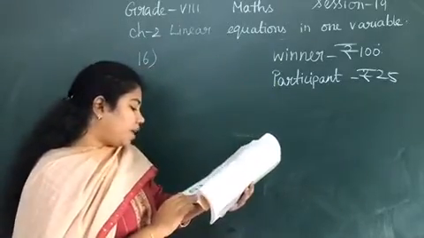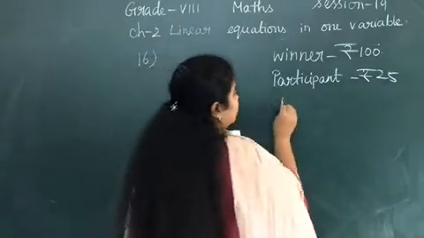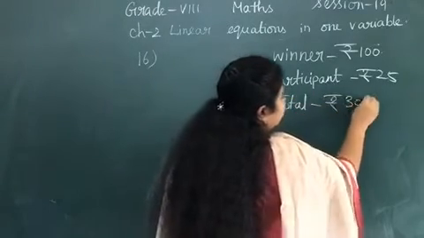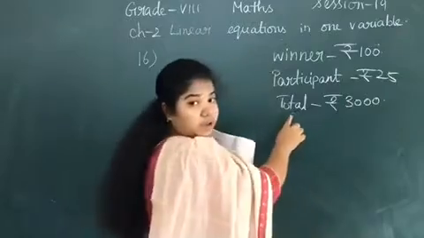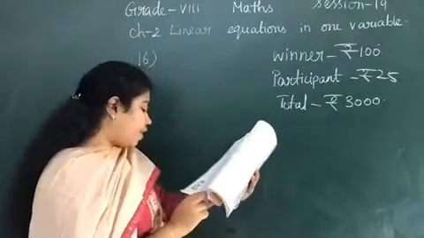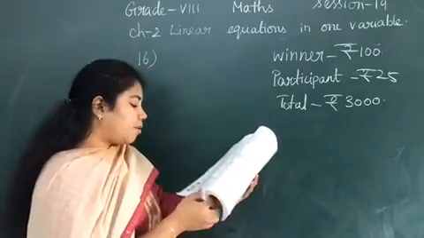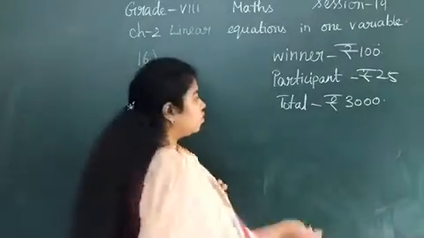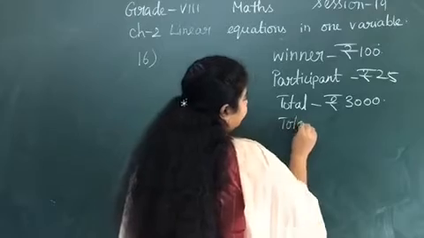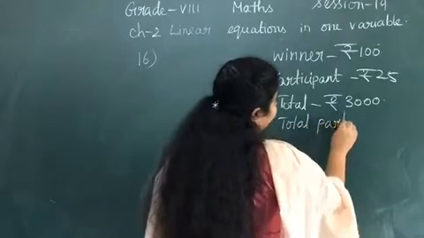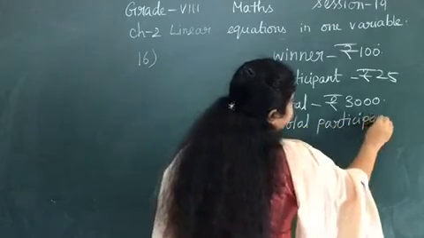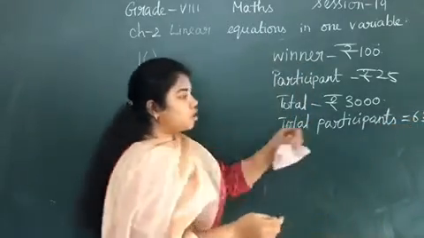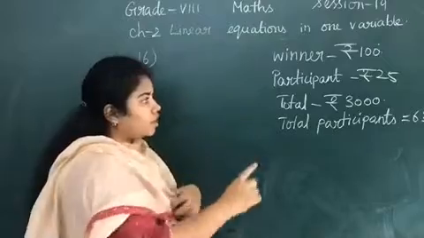Now, the total prize amount distributed is rupees 3000. Total amount is rupees 3000. This is in terms of amount. Now, find the number of winners if the total number of participants is 63. This is the total number of participants. These are the 4 hints given in your question.